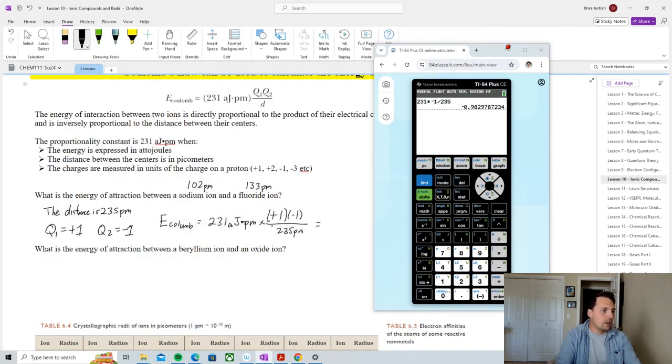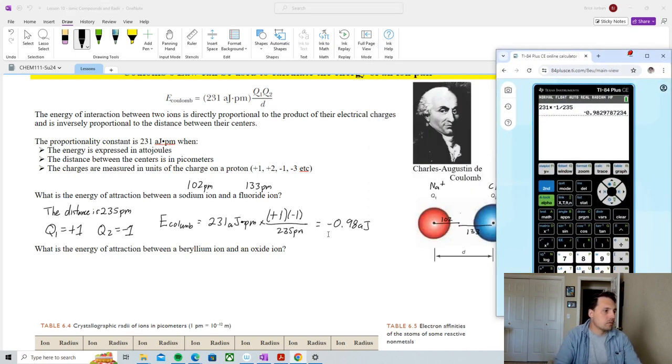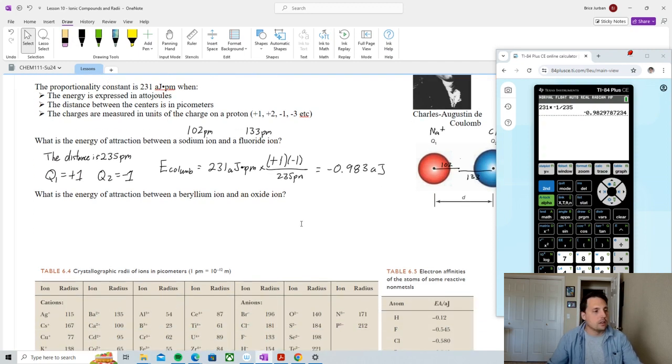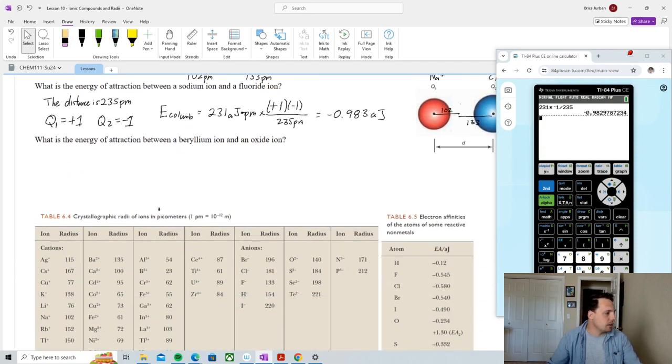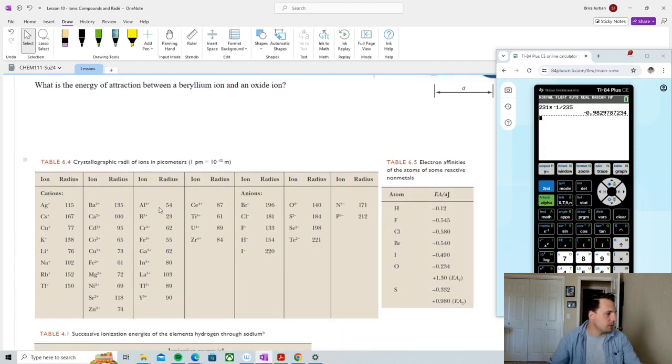All right, so the energy of attraction here is negative 0.98 attojoules. All right, what about the same thing for beryllium and oxide? Beryllium should be a smaller radius, I'm guessing.